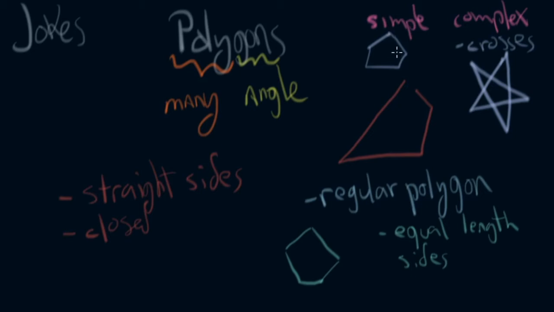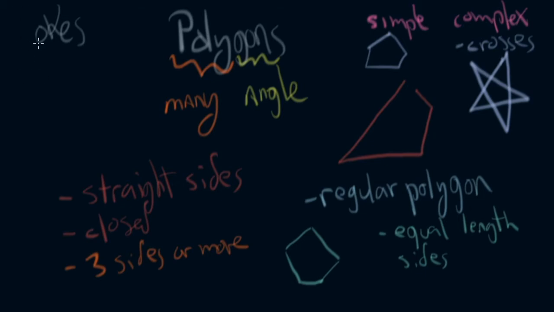Speaking of polygon, of course, we're talking about 2 dimensions, and also, let's add in here, it must have at least 3 sides. 3 sides or more.